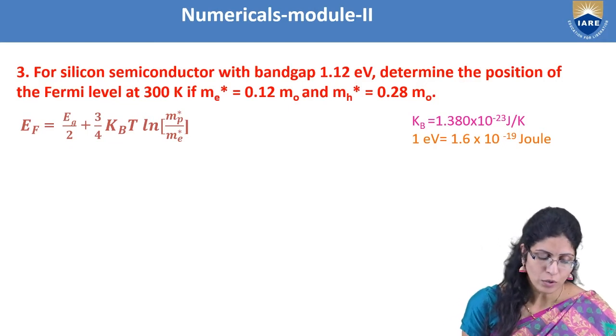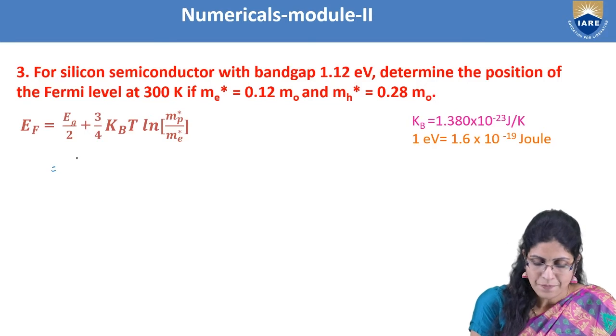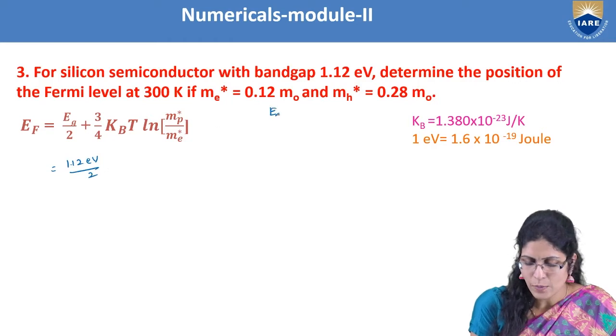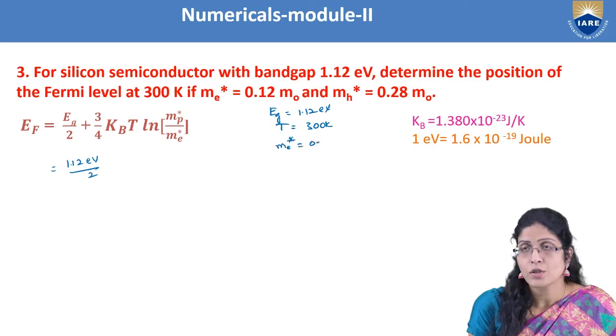So for those who cannot do it, I'm just substituting all the values. Okay, Eg is 1.12 electron volt by 2 because Eg is given as 1.12 electron volt and T is given as 300 Kelvin, and Me star is given as 0.12 times the rest mass of the electron, and Mh star is given as 0.28 times the m0.